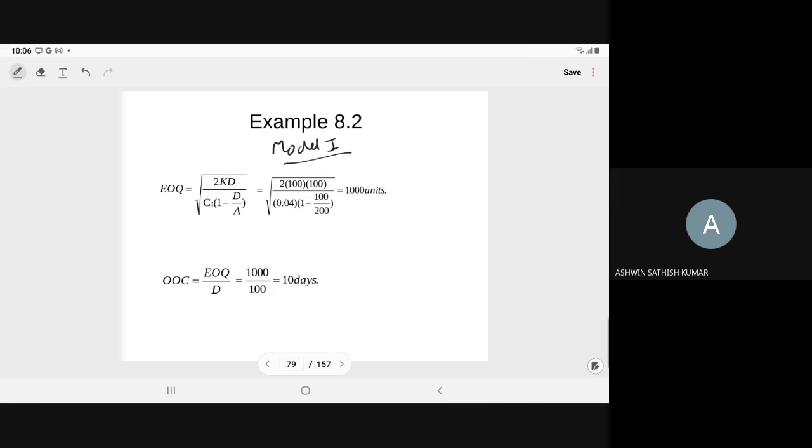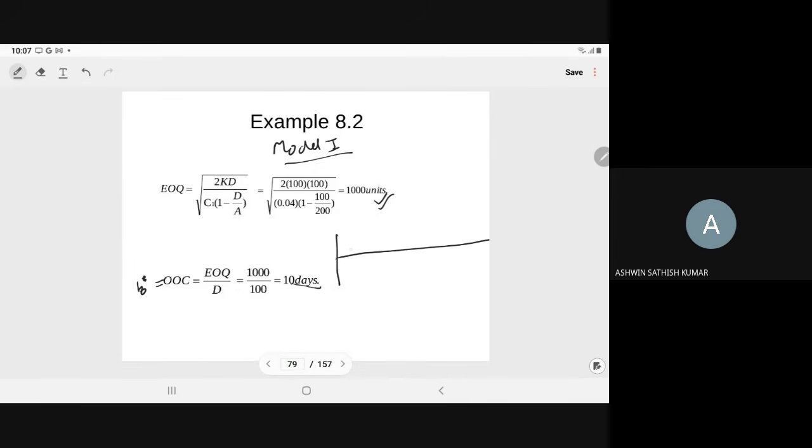So it is coming when we put the value of the kd, C1 and A. So here it is coming 1000 units. And from here, when we compute T naught star, so T naught star is what? Optimum order cycle or reorder point, optimal reorder point. So it is EOQ upon D, 1000 upon 100, that is 10 days.